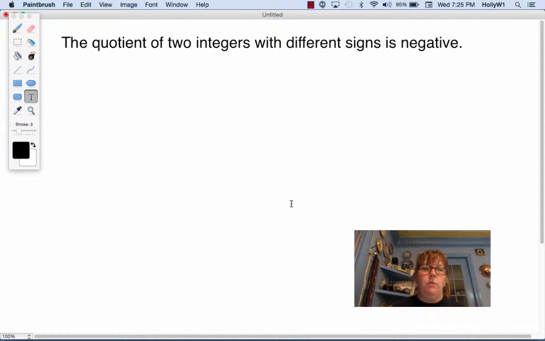Okay, now we're going to look at what happens when it's the quotient of two integers with different signs, and the result is negative. So let's do some examples.